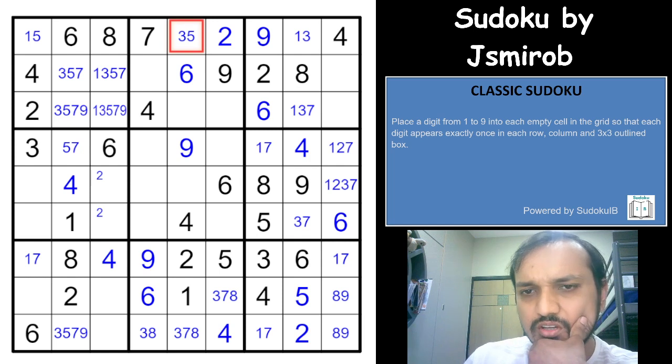We got our first logic, that was skyscraper. Amazing, that was really easy to find.